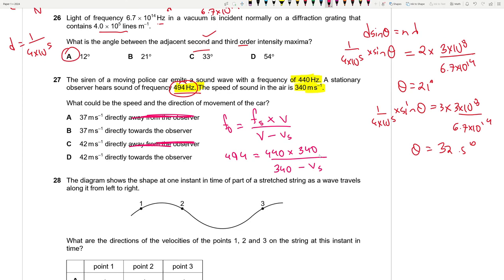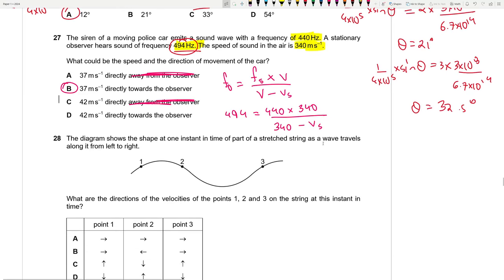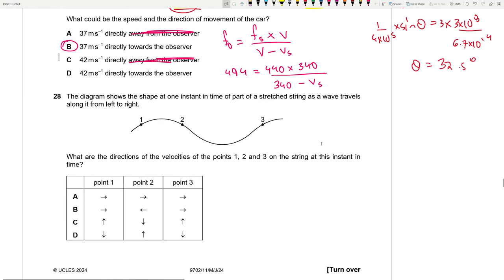440 into 340 divided by 494. Okay, and then 340 minus answer, that gives you a value. If you do the algebra, it's 37.2. So 37 meters per second towards the observer, because the value has increased. That's the logic.